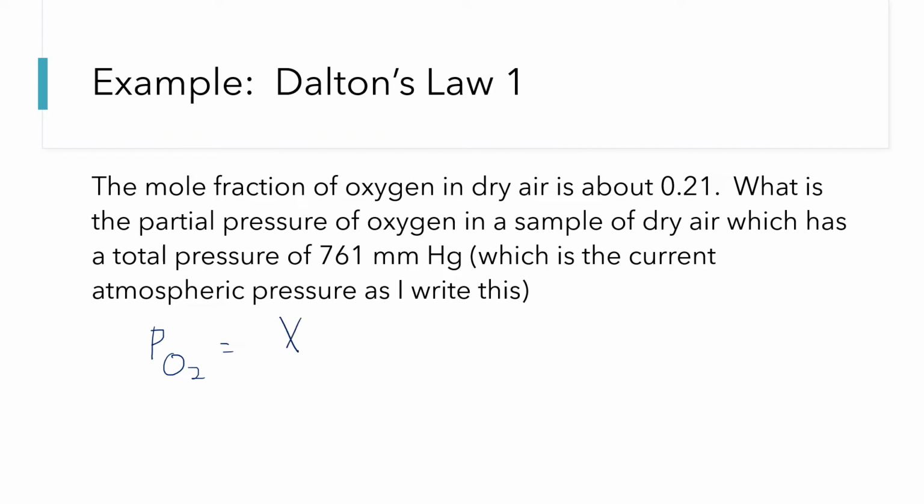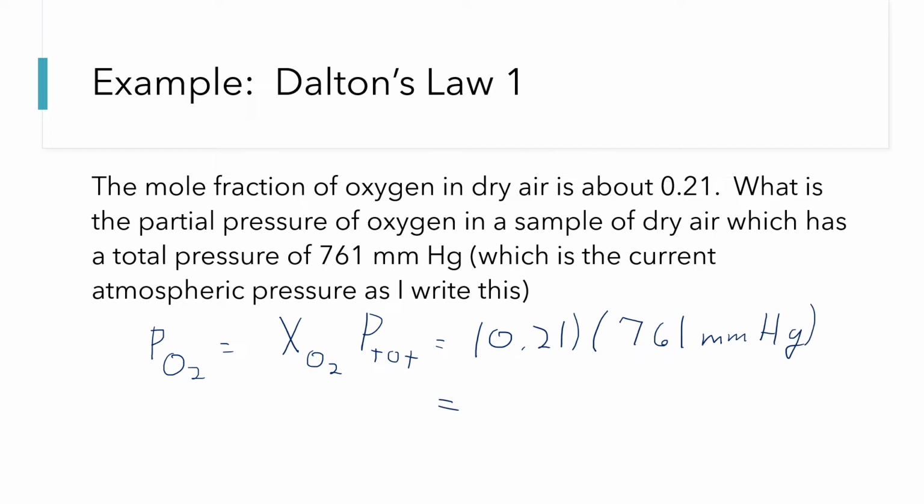Well, if we want to know what that partial pressure of oxygen is, it's going to be equal to the mole fraction of oxygen times the total pressure in the system. So the mole fraction of oxygen was given as 0.21, and the total pressure was given as 761 millimeters of mercury. So let's grab a calculator and run those numbers through.